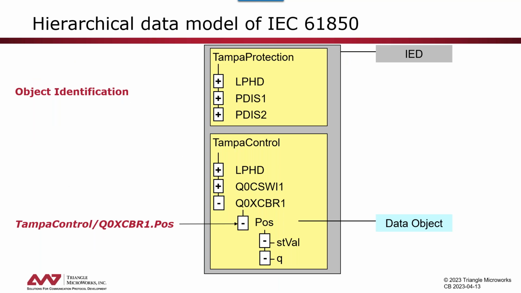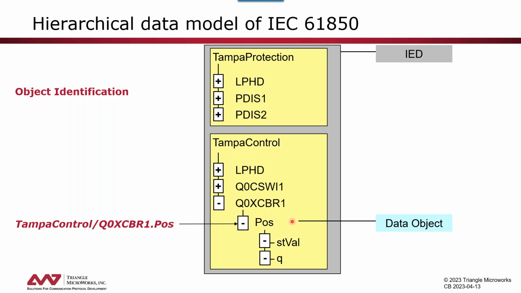So somewhere here, we have a 61850 device. The data model is hierarchical. Somewhere in here, we have a data object. In this case, the data object is the position, and the identification of that point would be through a hierarchical path created down from the hierarchy.